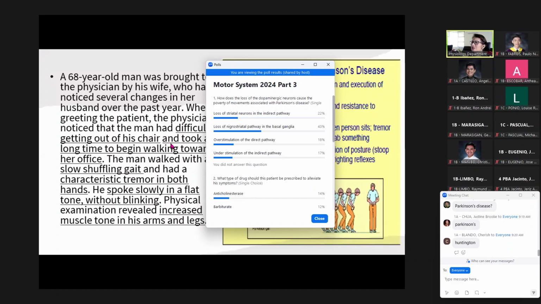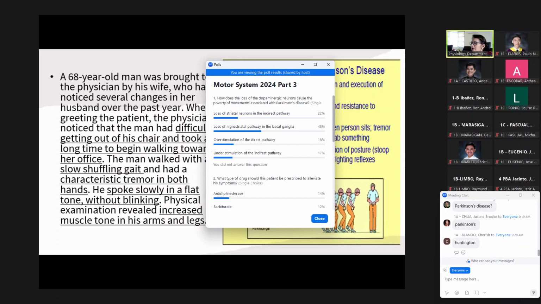Okay. You see the underlined terms? Difficulty getting out of his chair and taking a long time to begin walking toward her office. Okay, so that we believe that the basal ganglia has something to do with automaticity. Okay, now these movements are actually automatic for us, for normal people. Ang dali mong tumayo from your chair, ang dali mong lumakad, diba? But to patients with Parkinson's disease, hindi siya madali. Okay, it takes time. Okay, the man walked with a slow shuffling gait.